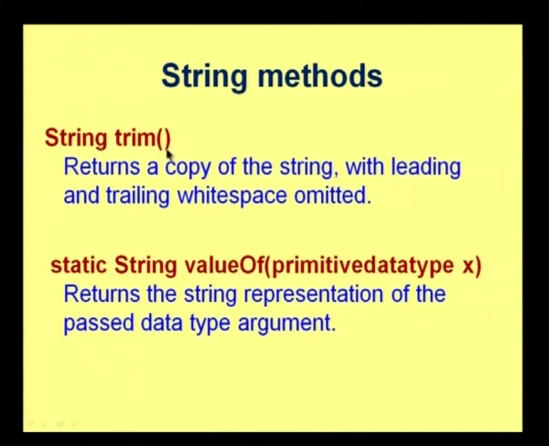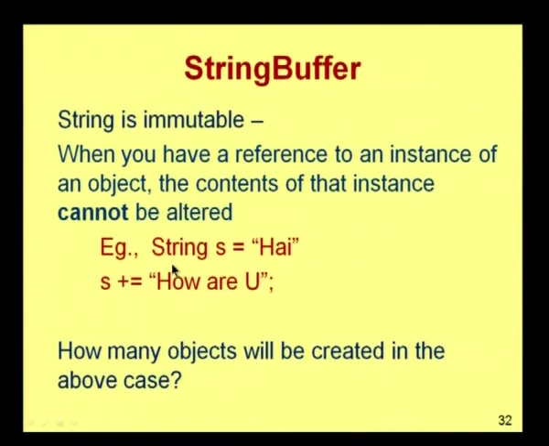I can also trim my string. It returns a copy of the string with leading and trailing white space omitted. Next, I can have valueOf. I can pass any primitive data type as the parameter, and valueOf will return the string representation of the passed argument. If I am passing an int, it returns the string representation of the int. If I am passing a float, the string representation of the float will be returned.